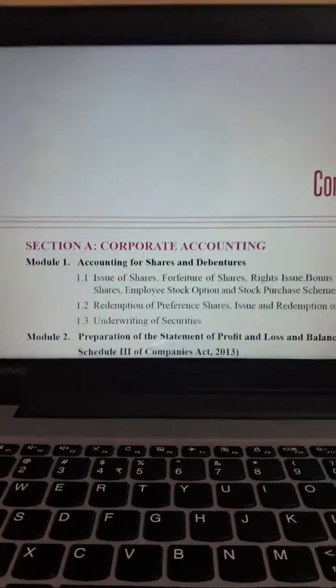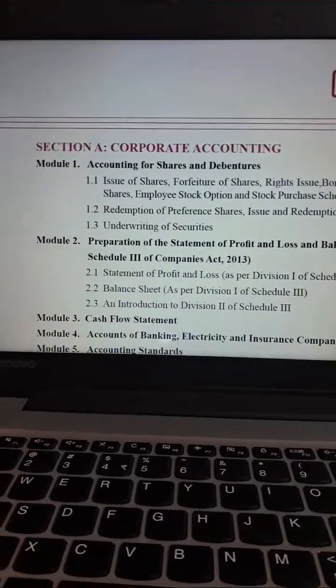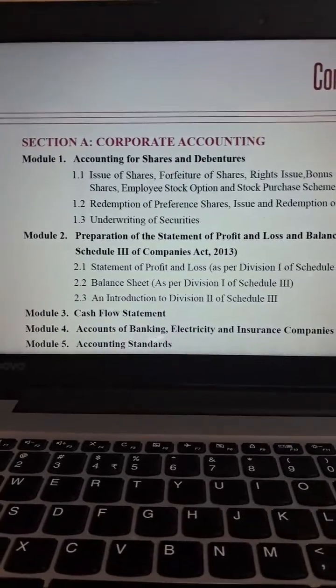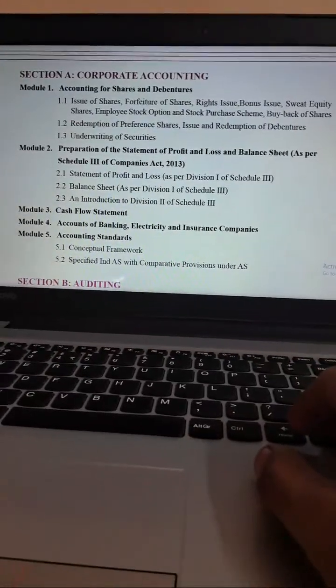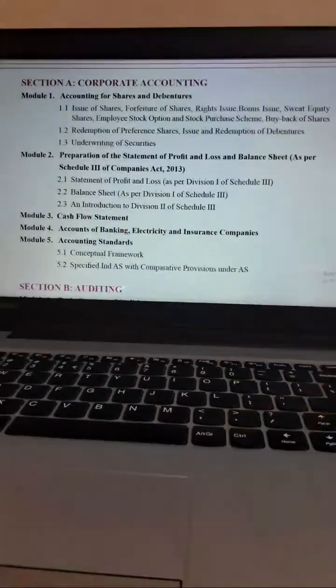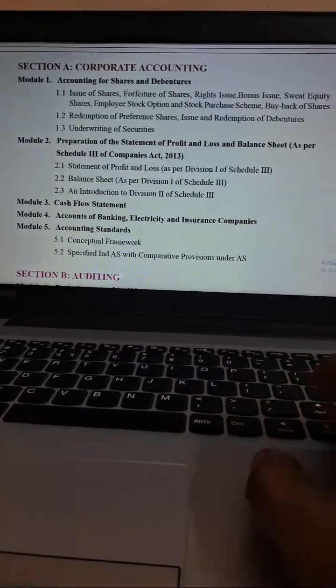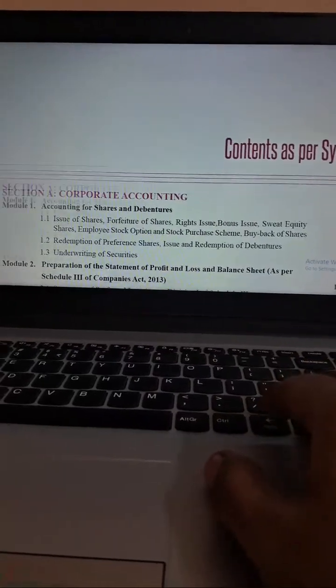So another one here is corporate accounting. So section A is accounting for shares and debentures, P&L account. As per Schedule 3, it is a schedule used by the governments. Next one is cash flow of an organization.